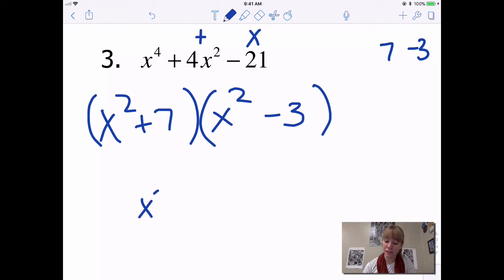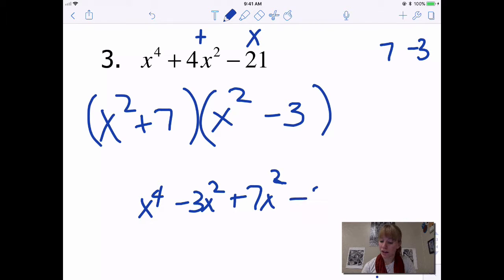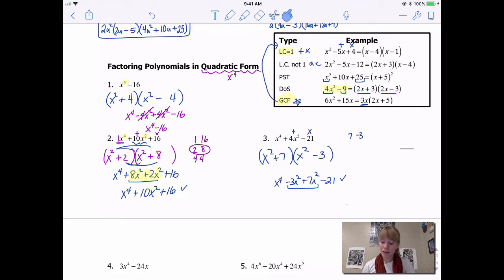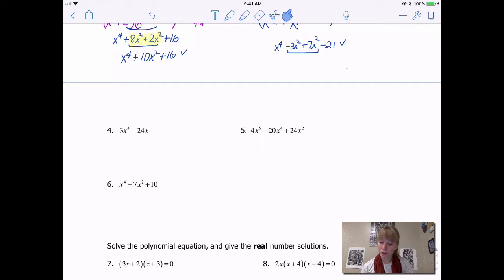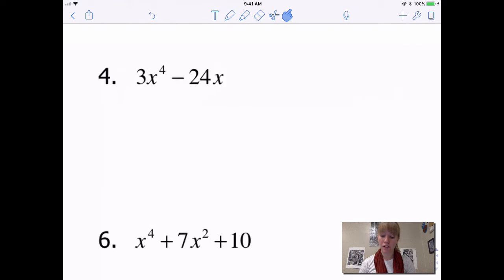And I can double check with multiplying. x squared times x squared is x to the fourth, minus 3x squared, plus 7x squared, minus 21. Again, that checks out if I combine some like terms. So hopefully this stuff is going to start feeling more comfortable. You just really got to check and make sure that you have your first power right. We'll do a couple more of these and then let you try the last one.